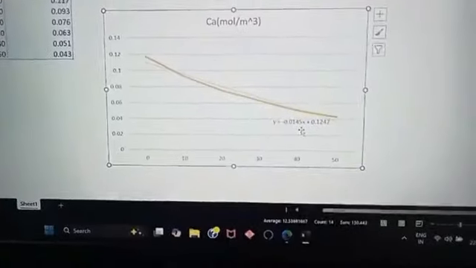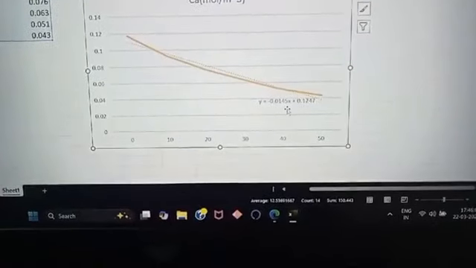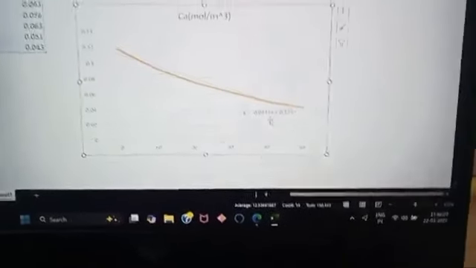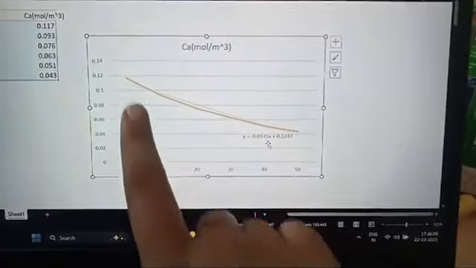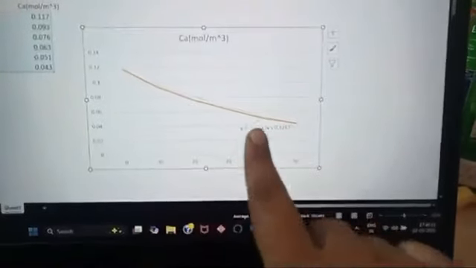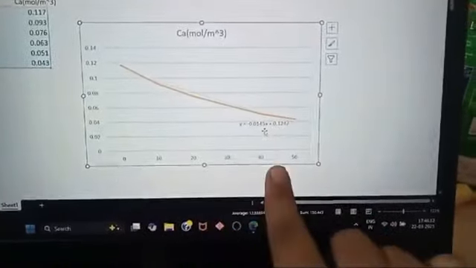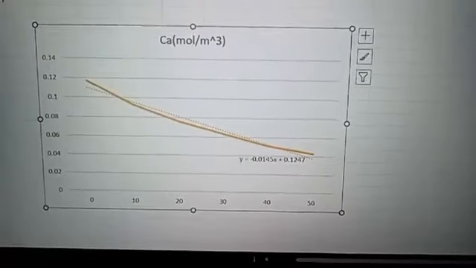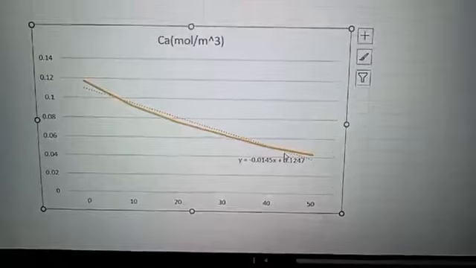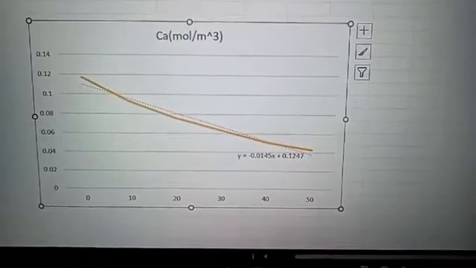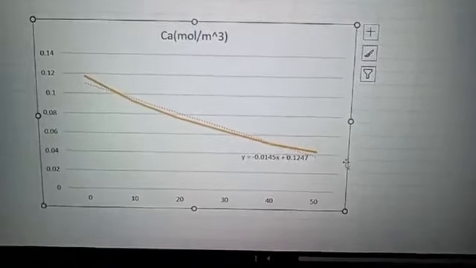So we get that concentration is decreasing with increase in distance. You can easily see from the screen that the concentration is continuously decreasing with increase in distance, which has been shown by this negative slope. And this negative slope indicates the continuous decrease.